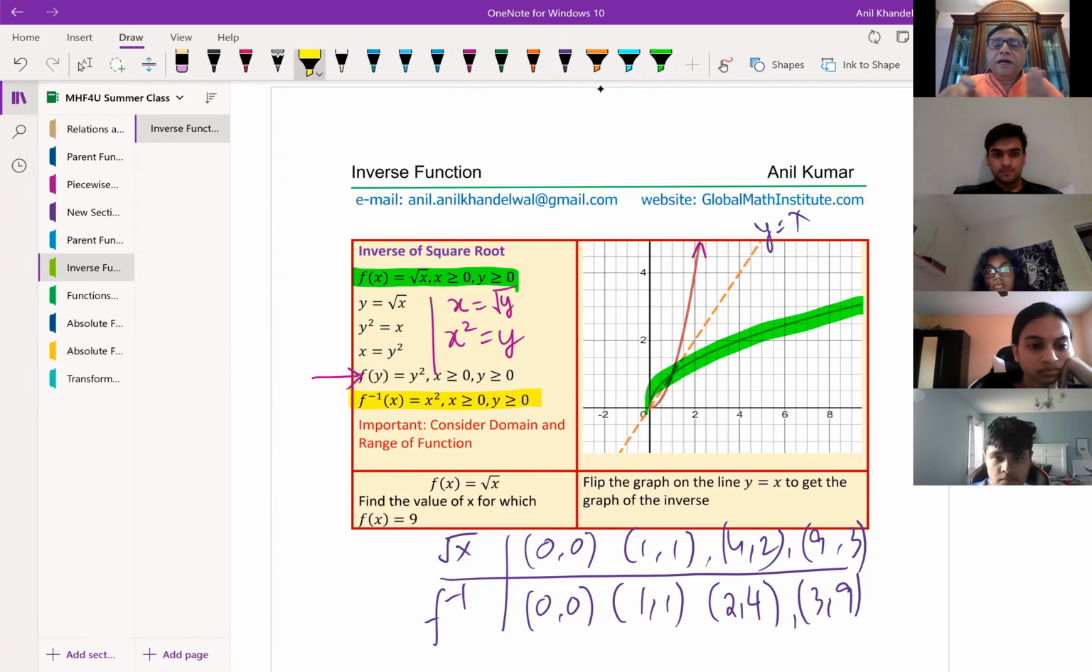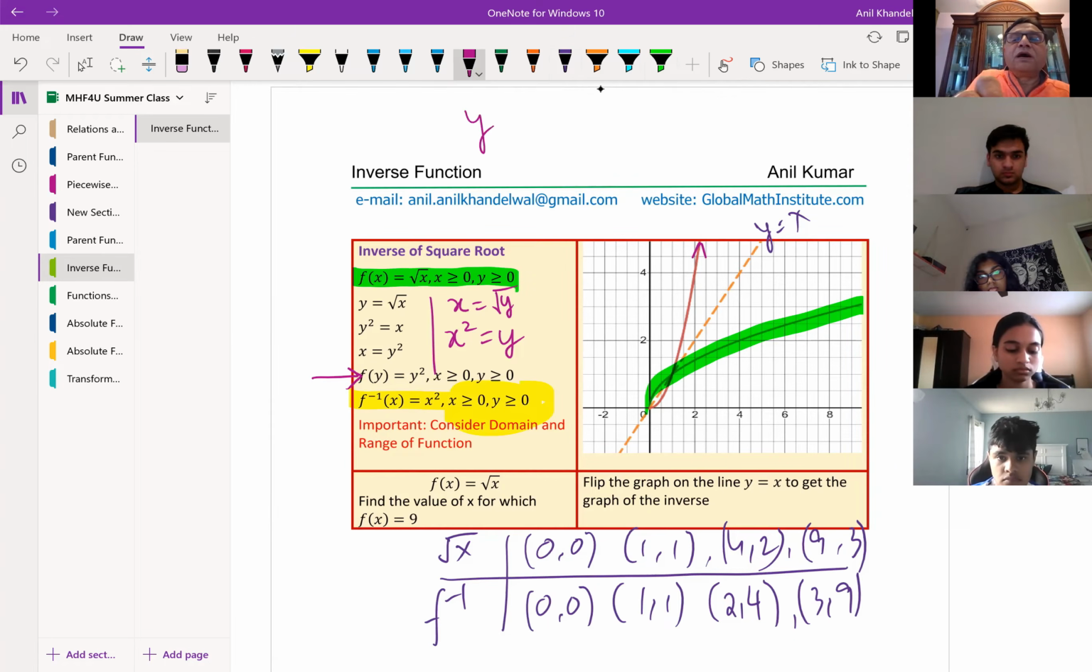Now, let me write, because that is the correct answer. You notice I've also written that x is greater than or equal to 0 and y is greater than or equal to 0, correct? That is the correct answer. But if I do not write this restriction, then what happens? If I write y equals x squared, then what is the graph of y equals x squared? This also, right?